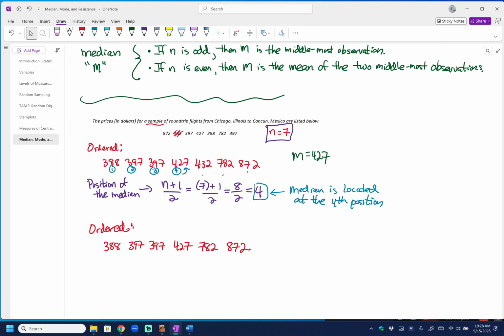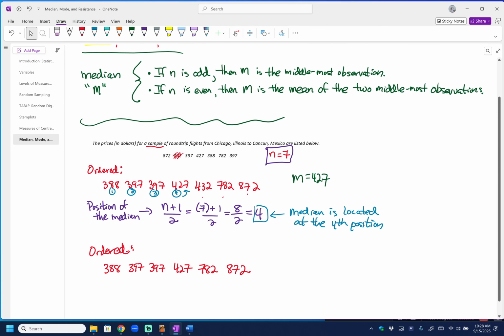Hopefully you can see that because of this scenario, our n for this problem has changed. We now have n equal to 6, which means we are no longer on the upper part of this, but now we're on the bottom. So what does that mean?